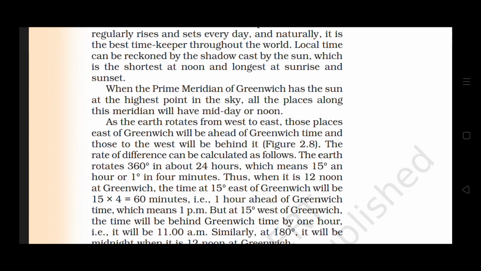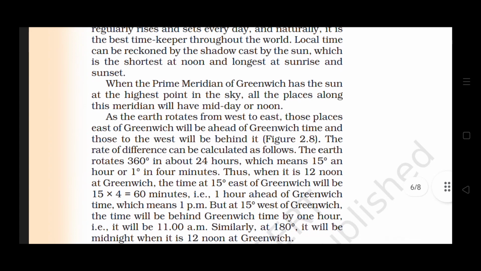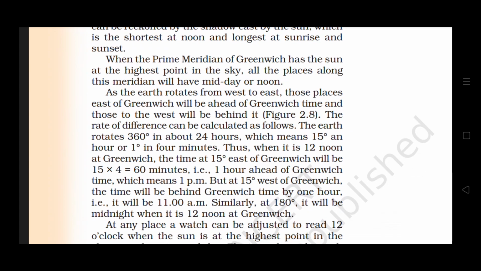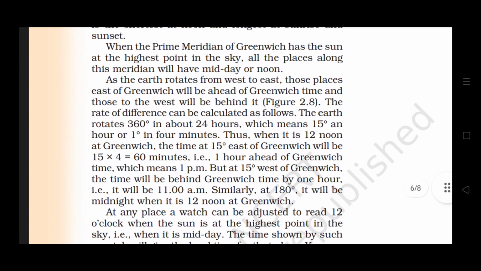So that's why we needed a solid ground at which we could measure time. That is the reason why when the prime meridian of Greenwich has the sun at the highest point in the sky, all the places along this meridian will have midday or noon. As the earth rotates from west to east, those places east of Greenwich will be ahead of Greenwich time, and those to the west will be behind, as I've already discussed with you.